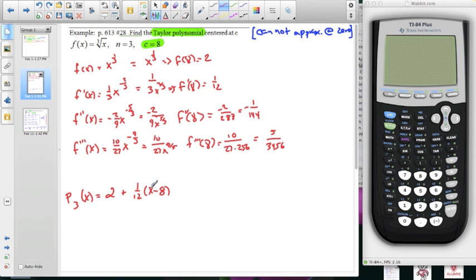So we have the derivative, x minus the center to the first power over 1 factorial. And then to get the second degree term, we take the second derivative, negative 1 over 144, x minus 8 to the second power over 2 factorial. And then to get the third degree term, we take the third derivative, 5 over 3,456, x minus 8 to the third power over 3 factorial. So that's the expression of the polynomial approximation.